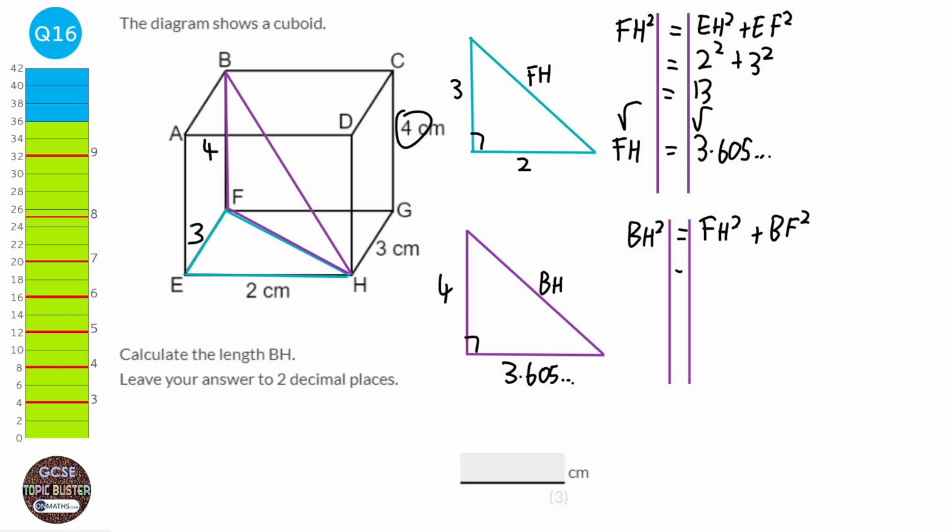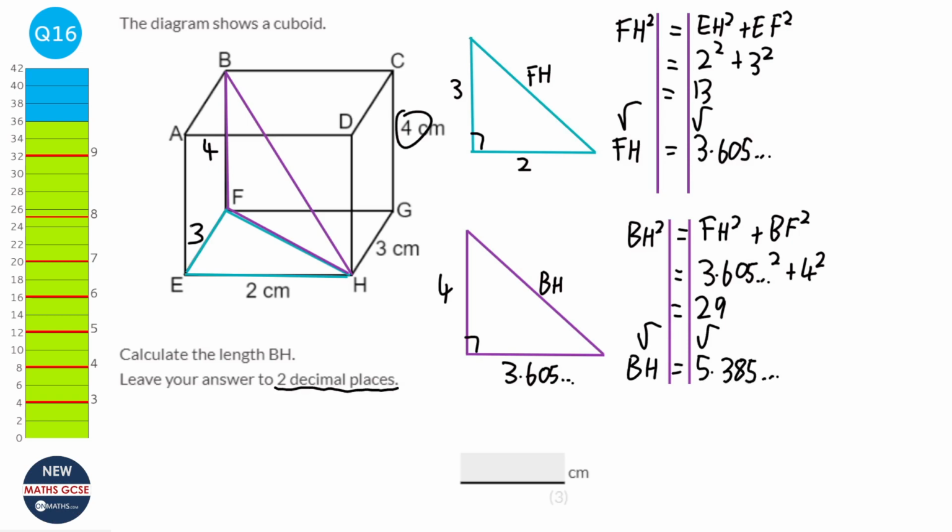Okay, so that's going to be the 3.605 blah blah blah, which I'm going to keep in my calculator, plus 4 squared. That's going to equal 29, exactly 29. Square root both sides, and you get BH equal to 5.385, blah blah blah. It says it wants its 2 decimal places, so therefore I'm going to leave it as 5.39 centimeters.